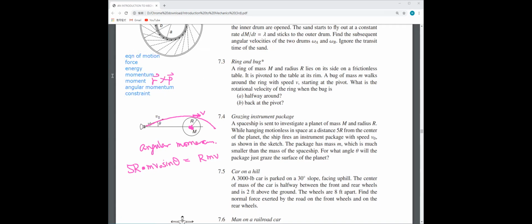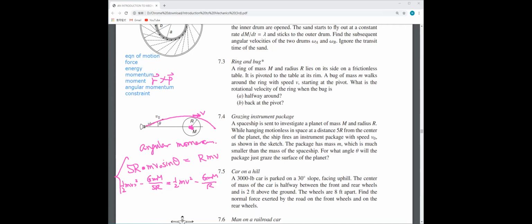You use energy. Yeah, energy. So you consider conservation of energy. It's not too difficult to write down. There's half m v naught square plus the GPE, minus GMm over 5R, equals half m v square minus GMm over R. That's it. So then you get the answer. You can solve using these two equations, then you can solve the answer. That's it. So let's have a look at another one.